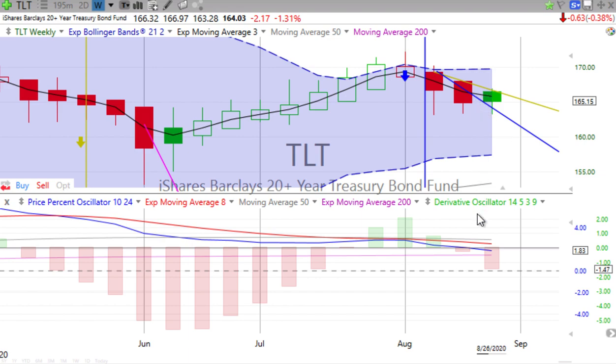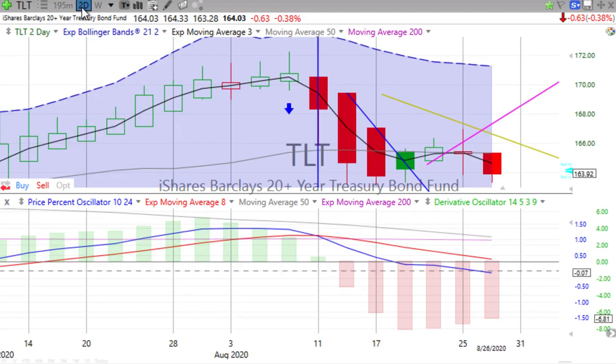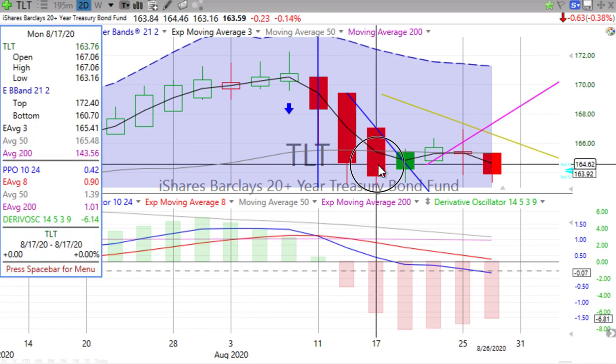We do see prices above the 2-day. We'll check that out in just a minute. Price percent oscillator still heading down, derivative oscillator heading down. So as far as our main indicator, the price percent oscillator goes, still looking decent. Same on the 2-day chart. We look at this latest 2-day candle, and of course it's a down candle, hasn't hit where it plumbed to the bottom, I don't think.